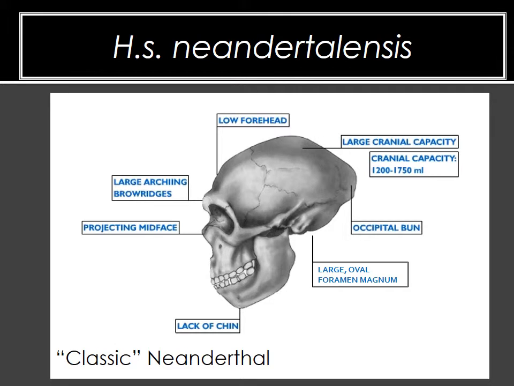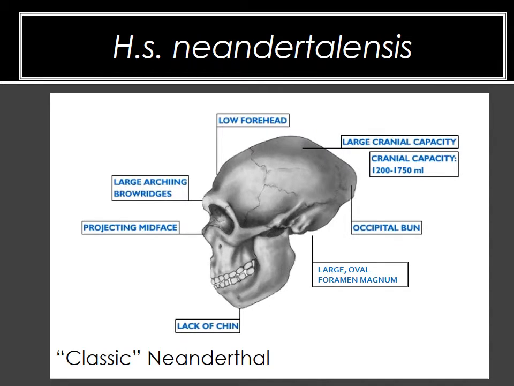A projecting midface, it's slightly more prognathic than modern humans. I already mentioned the large and arching brow ridges, a low forehead, but a very large cranial capacity. The one given here is upwards of 1750, but that's still within the range that I gave you earlier. This drawing has a better example of the occipital bun. It is that pointy portion in the occipital region of the cranium.